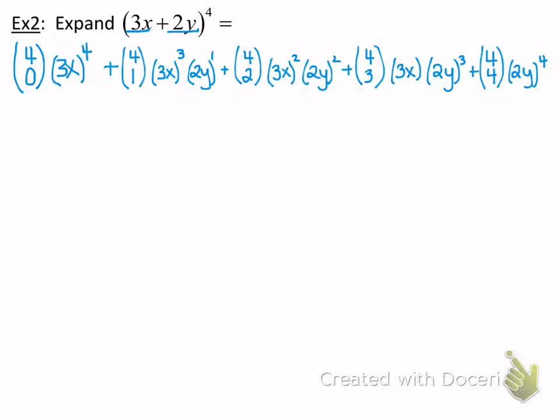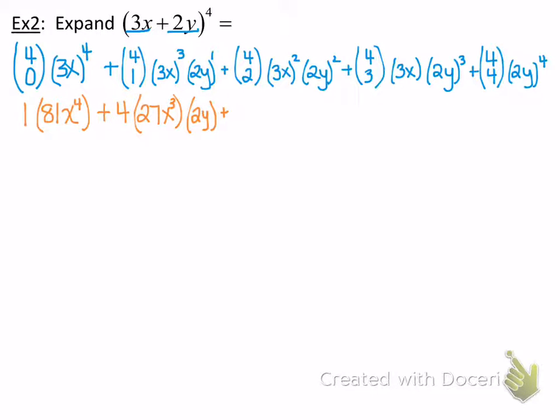So now my next row is going to be each one simplified. So 4 choosing 0 is 1, so I have 1 times 3 to the 4th, which is 81, and then x to the 4th, plus 4 choosing 1 is 4, times 3 to the 3rd is 27, x to the 3rd is x cubed, and then we're going to multiply it by 2y.